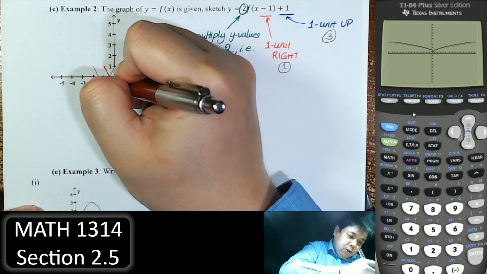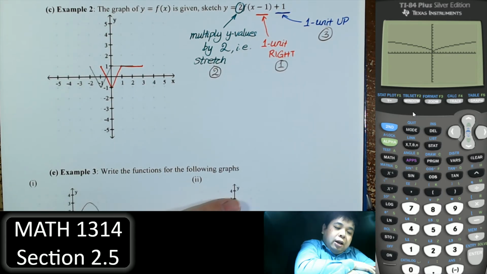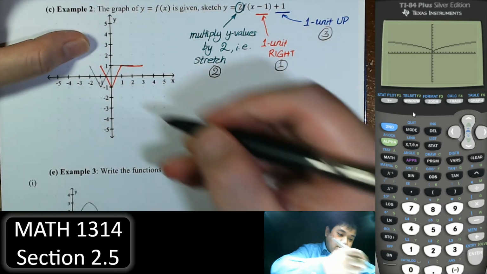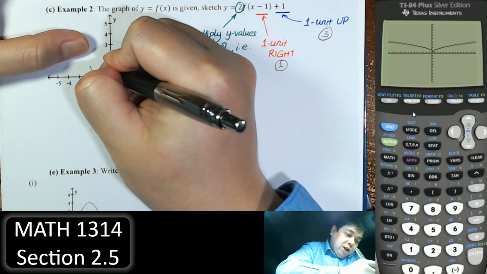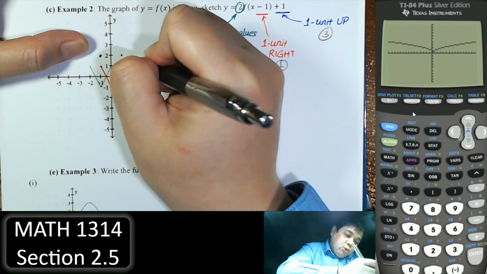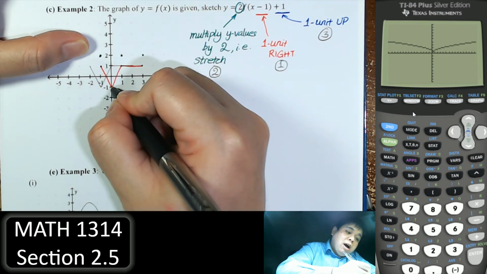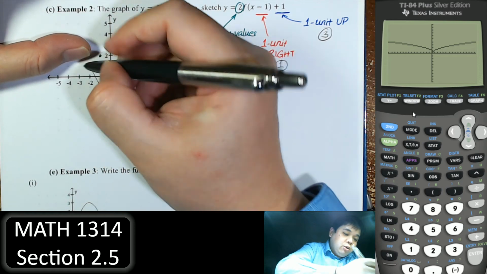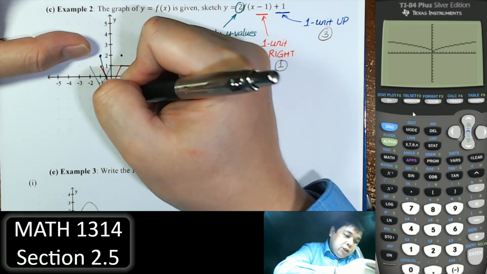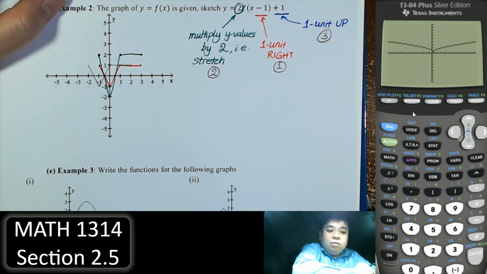So 1 unit to the right. Next, multiply the y value by 2, so we stretch it. This y value is equal to 1 multiplied by 2. We're just going to grab the point, and this point multiplied by 2, negative 1 times 2 is negative 2. So we have to stretch. And then just move 1 unit up.